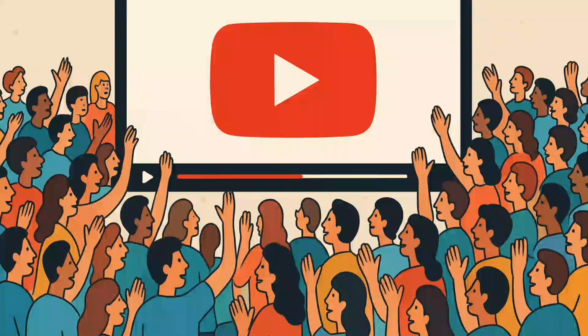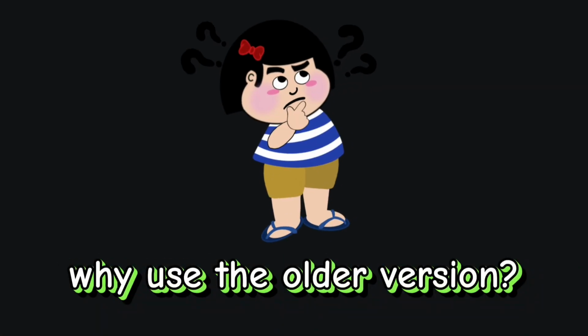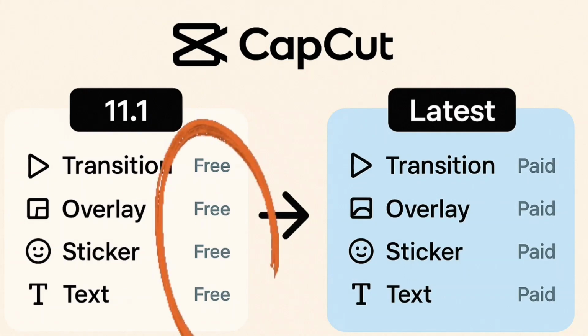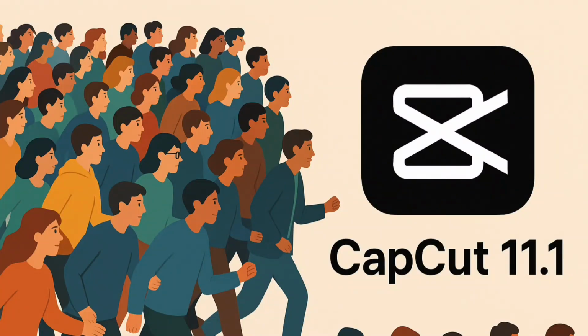Why use the older version? As you probably know, recent CapCut updates have locked many effects, fonts, and transitions behind payment. But the older version, 11.08, still lets you use most of these features for free. That's why so many people want to go back to it.